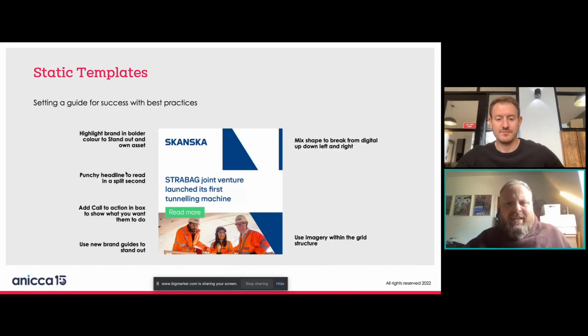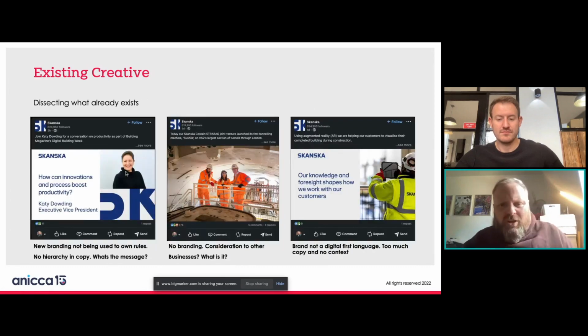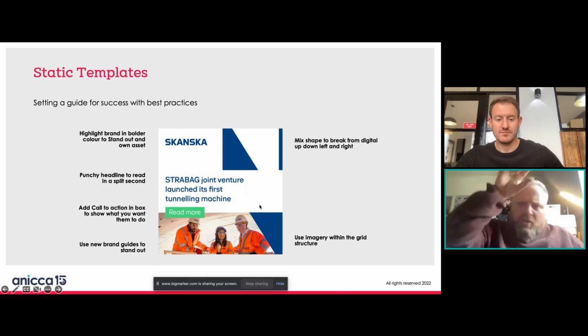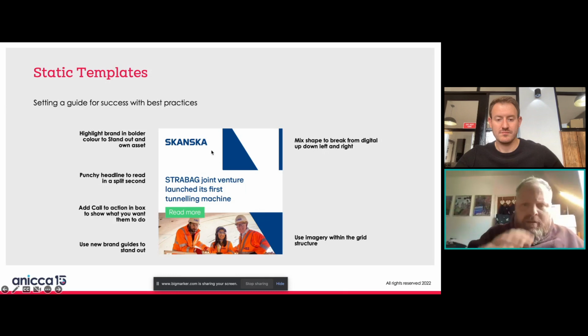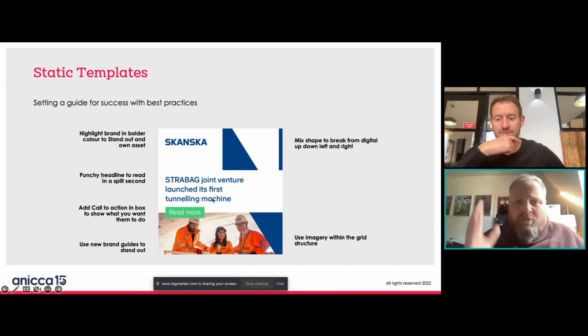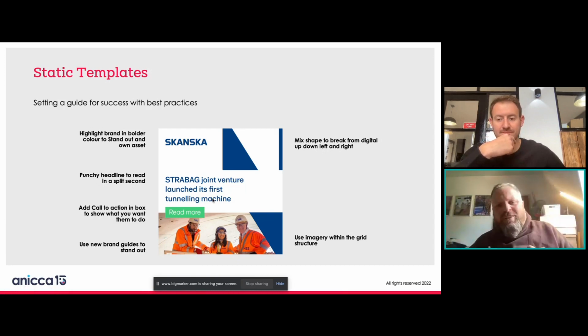So you can see here, all of a sudden, you see that middle shot there where it's just an image. If we bring in their new branding using diagonal shape, using the branding at the top, you've caught my eye. You've caught my attention. I've got a green punchy, which is their brand guidelines. I've checked that color. Read more. Brilliant. I will. Strabag-Skanska joint venture launched its first tunneling machine. Brilliant. Okay. You tell me you've owned back your own asset.